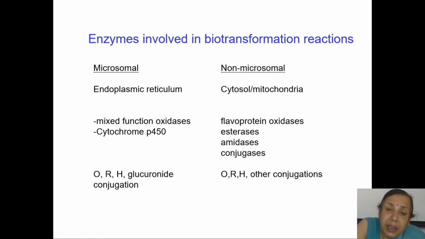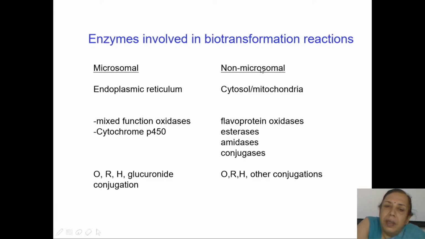Usually these reactions involve use of enzymes which are either localized on the microsomes or they are non-microsomal enzymes. The microsomal enzymes are associated with endoplasmic reticulum. These are mixed function oxidases and cytochrome P450 enzymes and bring about reactions like oxidation, reduction, hydrolysis, and only one conjugation reaction, that is glucuronide conjugation.